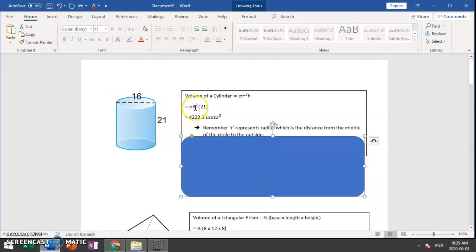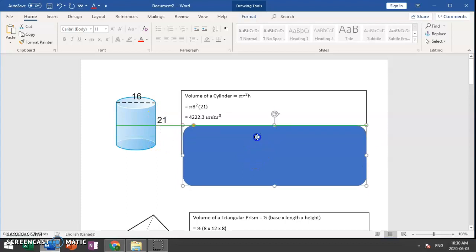So put that into our question. Where r is, put 8. Then where h is, height, put 21. Then we just have to do the math. 8 times 8 times 21 times pi equals 4,222.3.